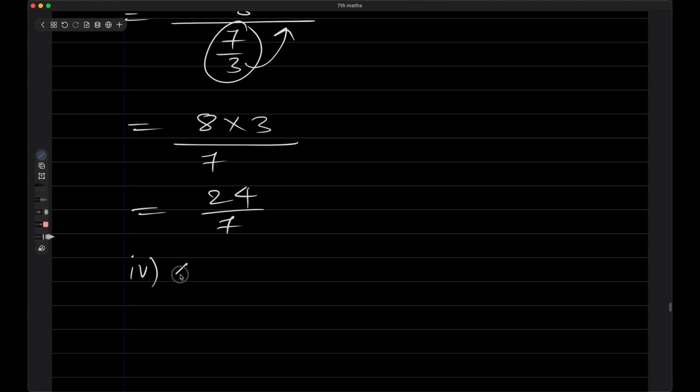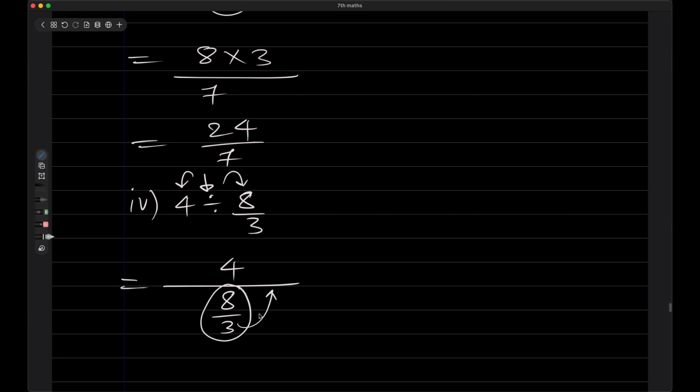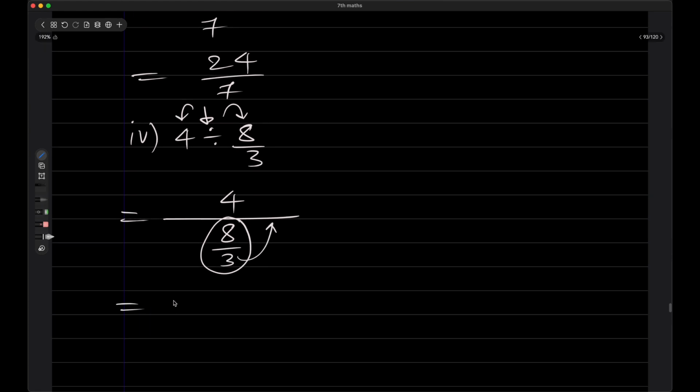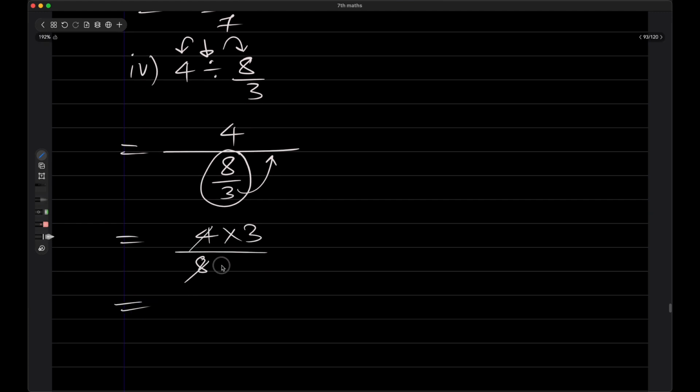Fourth, 4 divided by 8 by 3. Starting from the division sign, write the left side above the division sign and the right side below the division sign, that is 4 and 8 by 3 below the division sign. Now send the denominator of the fraction to the opposite side of the division line, that is 4 as it is, 8 as it is, send 3, that is the denominator, to the opposite side, that is equals to 3 by 2 is the answer.